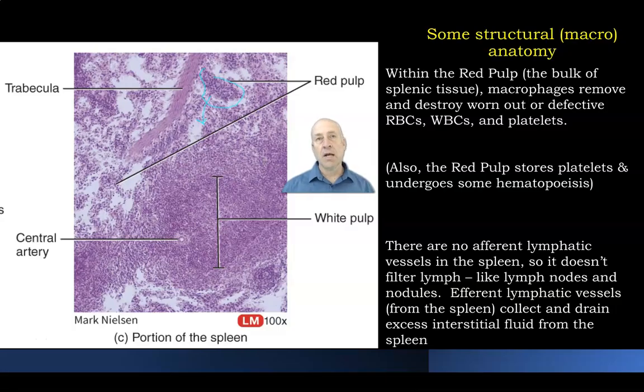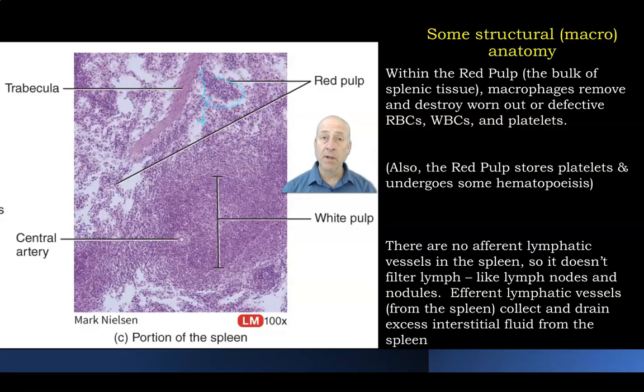have to collect. So now we're seeing here, remember we had three functions to lymph. One was to collect extra interstitial fluid, and that's the function going on in the red pulp. We also had a small function of dietary lipids, but then we had the major function of the immune system, and that's what's going on in the white pulp. So pretty interesting little details here. Spleen white pulp is immune function.